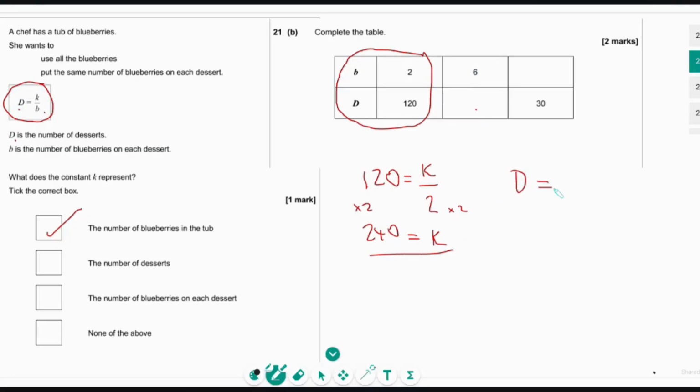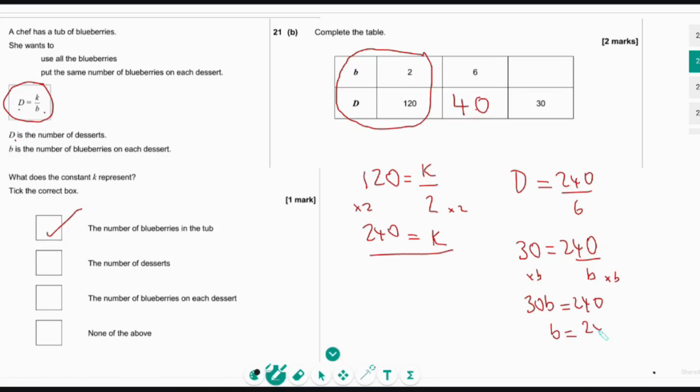So how do we work out this value here? Well, D is equal to 240 divided by 6, 40. Here, we know D, so I can say 30 is equal to 240 over B. We're not sure what B is, but we need to make B the subject here. So I'm going to times both sides by B, which gives us 30B equals 240. And I'm going to divide both sides by 30. 240 over 30 equals 8.